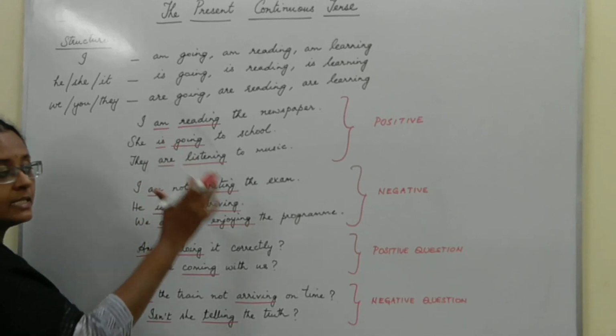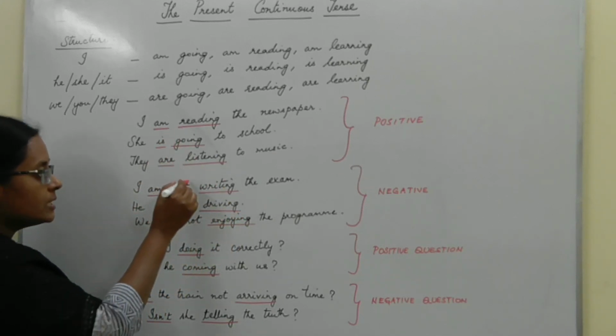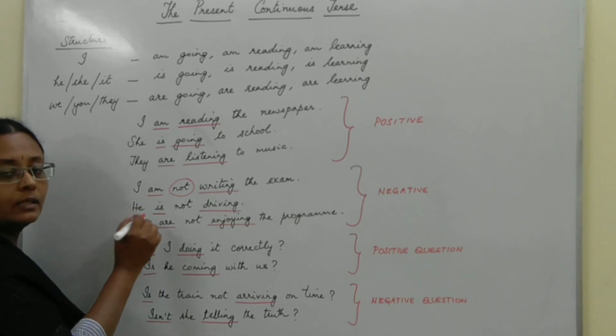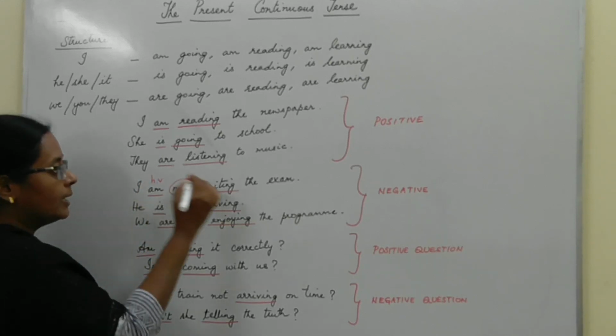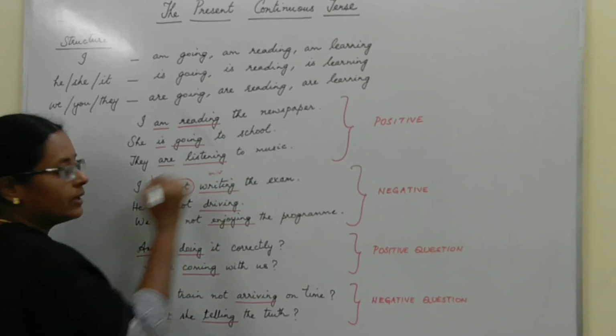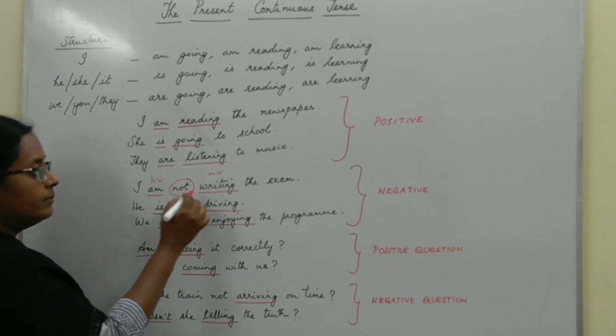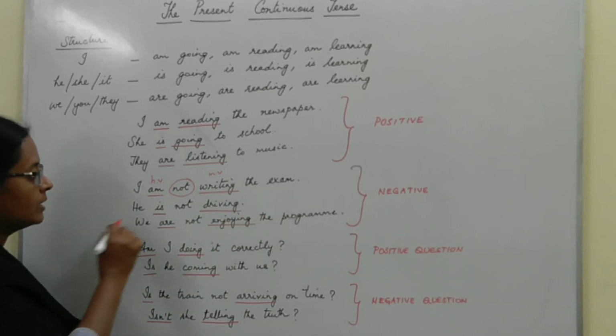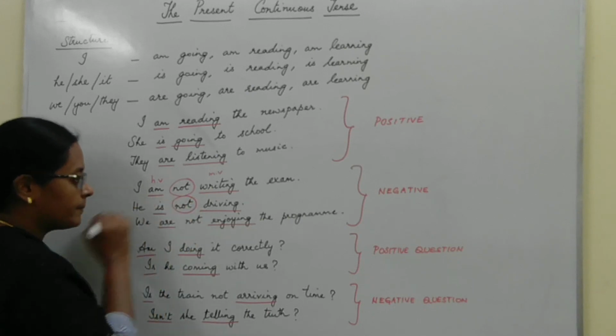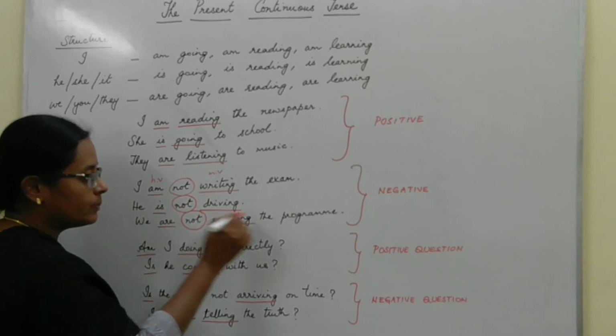Now to make the sentence negative, just add not in between the helping verb am and the main verb writing. I am not writing the exam. He is not driving. We are not enjoying the program.